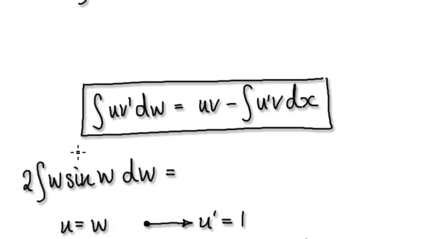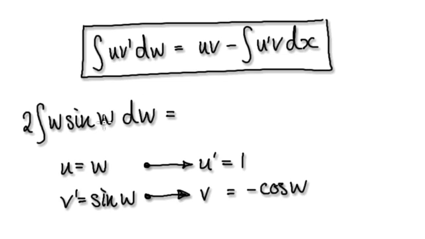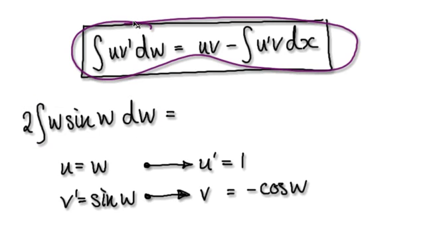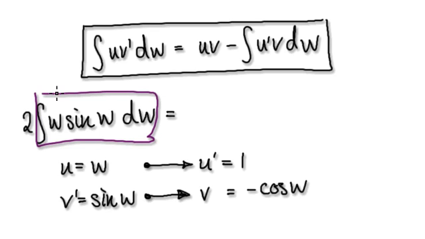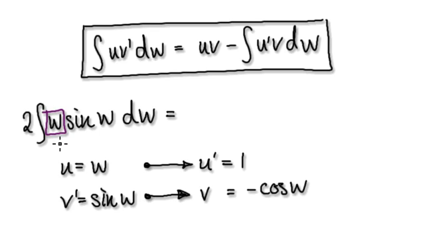Okay, so now use integration by parts. We are trying to integrate this. This here is the formula for integration by parts. Hang on, we are doing everything in terms of w now, so we are integrating everything in terms of w. Bear with me. So let this be u, and let this block here be v prime.